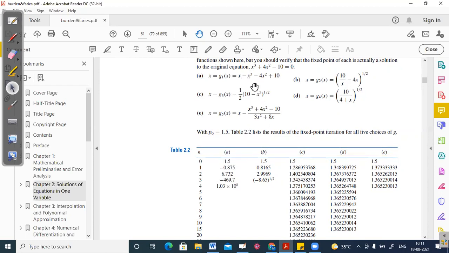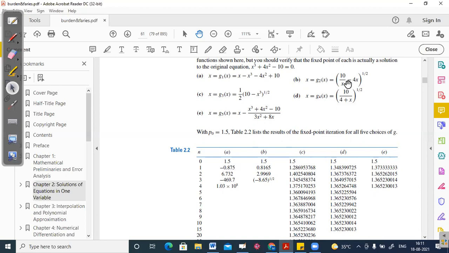So this is the disadvantage of taking an inappropriate g of x. If you take an inappropriate g of x, the sequence generated from the fixed point iteration may or may not converge to your fixed point.